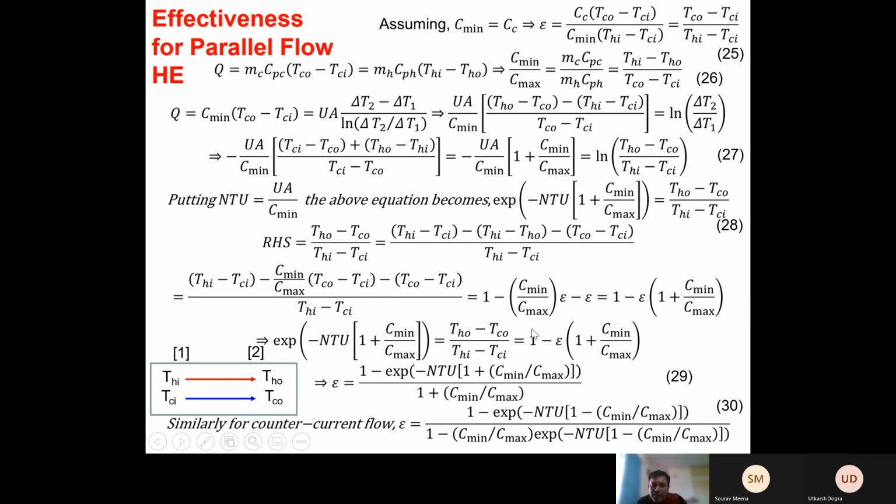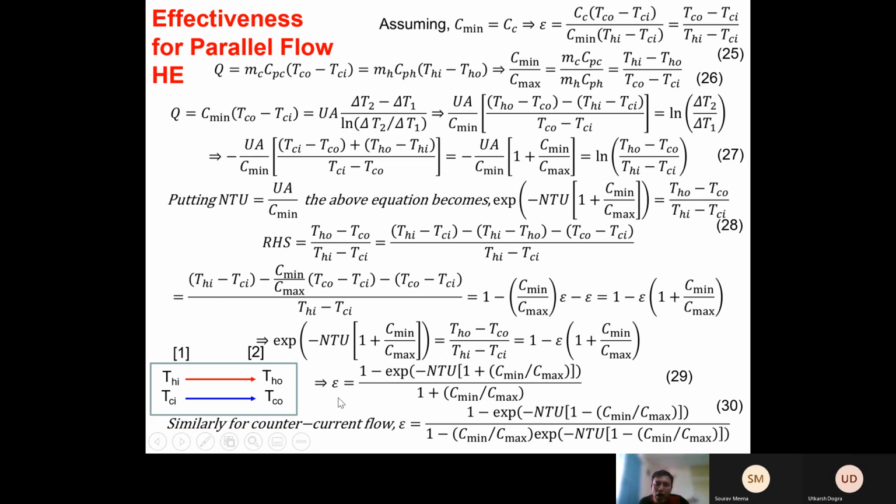Now we can put this entire thing on the right hand side here. And after rearranging everything, we get the expression of epsilon, which is nothing but the effectiveness factor of the parallel flow heat exchanger. That comes out to be 1 minus exponential of minus NTU, 1 plus C min by C max, this entire bracket close, divided by 1 plus C min by C max. So this particular value of effectiveness factor is for a parallel flow.